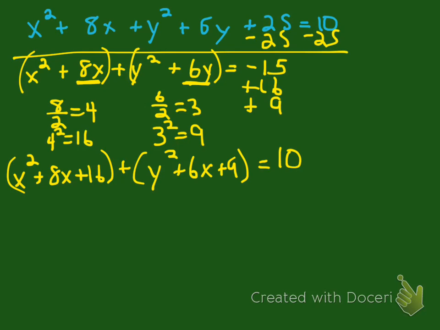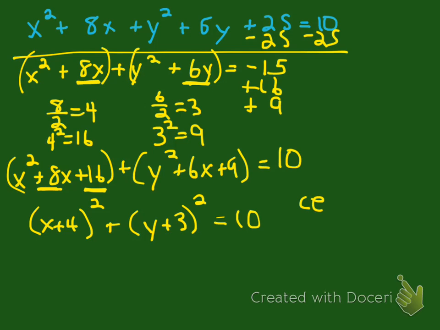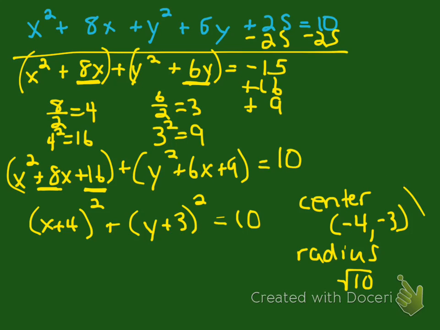All right, now you know that the two squares are going to go right here. So the two numbers that multiply to give me 16 and add to give me 8 that match are 4. So x plus 4 squared, and then y plus 3 squared equals 10. So my center is at negative 4, negative 3, and my radius is the square root of 10.